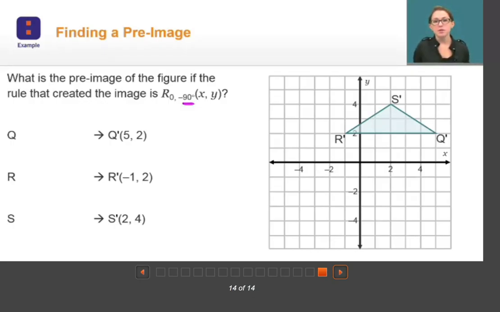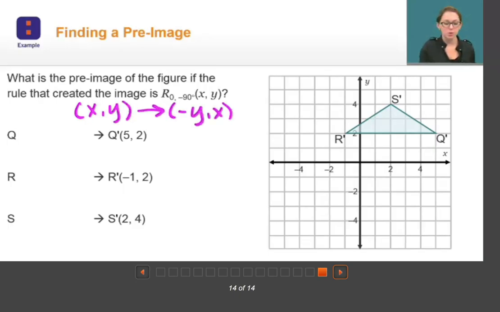If the image was the result of a rotation of 90 degrees clockwise, because negative degrees indicates a clockwise direction, I need to move 90 degrees counterclockwise to undo the transformation. So using this idea, the pre-image should be approximately located around here. The rule for rotating 90 degrees counterclockwise is this. Where if we have a coordinate at (x, y), that's being mapped to (-y, x), where x, y are now the coordinates of the points on the image.